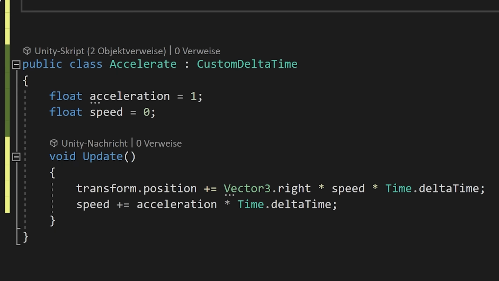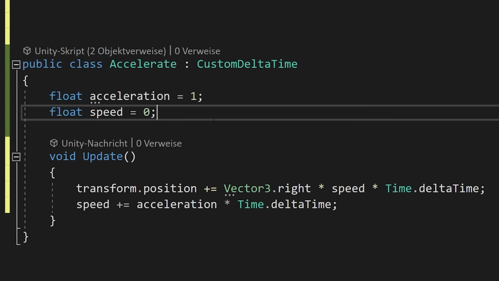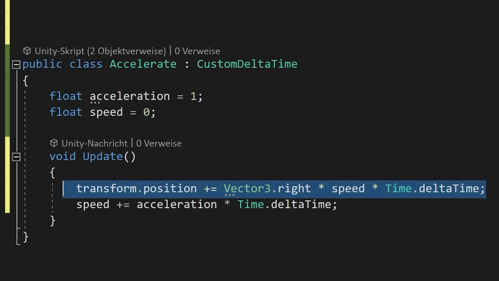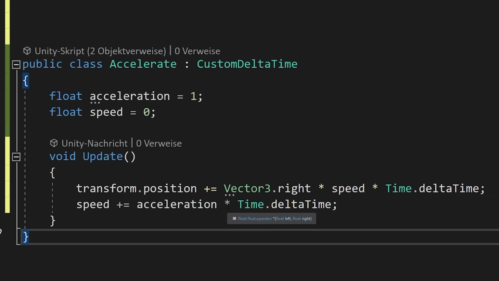Okay, let's see what you got. So you have 2 variables. That's nice. Yeah, you have an acceleration variable and you have a speed variable. Very good. So this part is the exact same thing as last time. And the only thing we added was this line here. We add something to the speed. And now here we take the acceleration and we multiply it by delta time. So this is for movement. This is for increasing the speed. And both times we multiply in delta time.